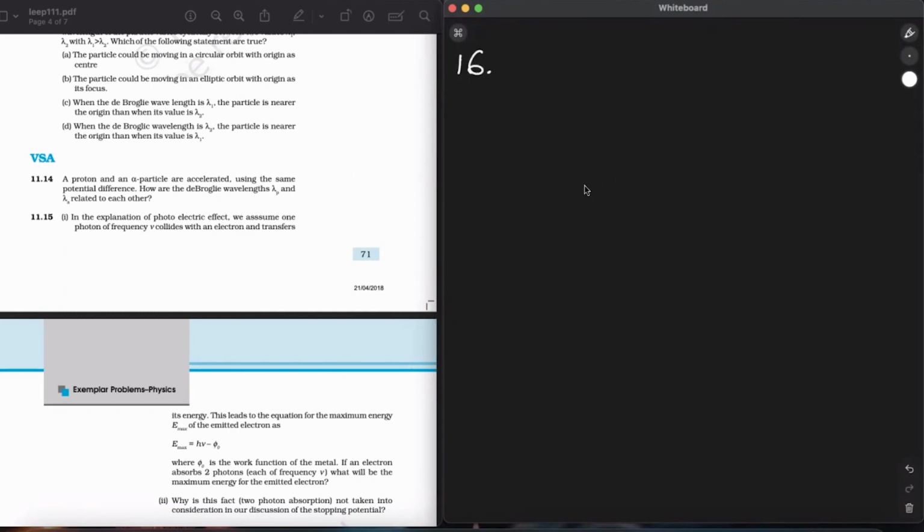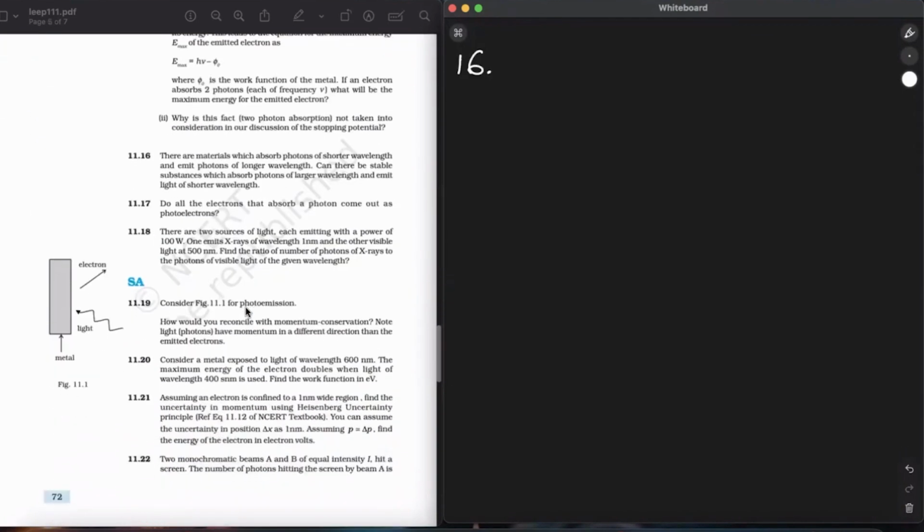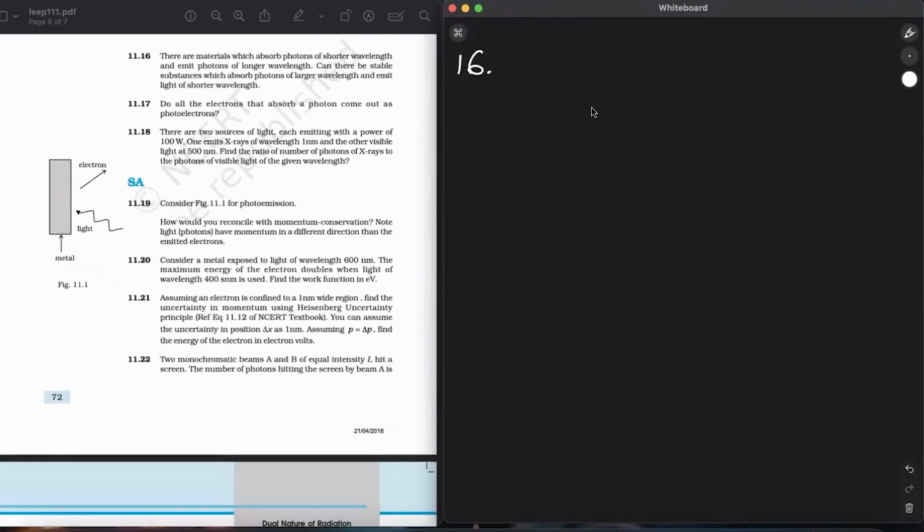Now question number 16. There are materials which absorb photons of shorter wavelength and emit photons of longer wavelength. Can there be a stable substance which absorbs photons of larger wavelength and emits light of shorter wavelength?